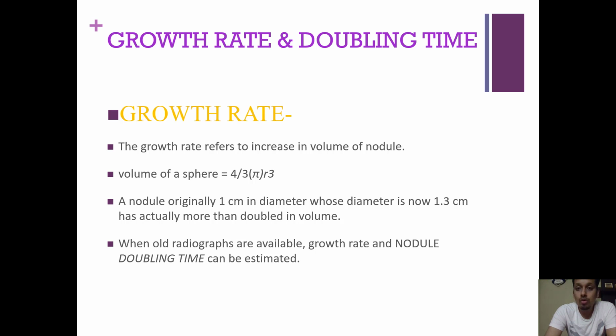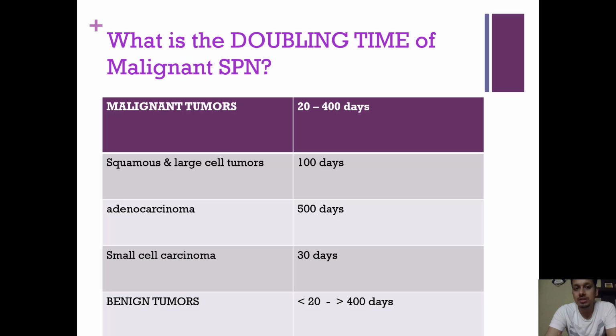The volume of this lesion increases by 4/3 π r³. So a small increase in radius will increase the volume very much, especially when you see an X-ray in a two-dimensional view. When old radiographs are available, growth rate and nodule doubling time can be estimated.